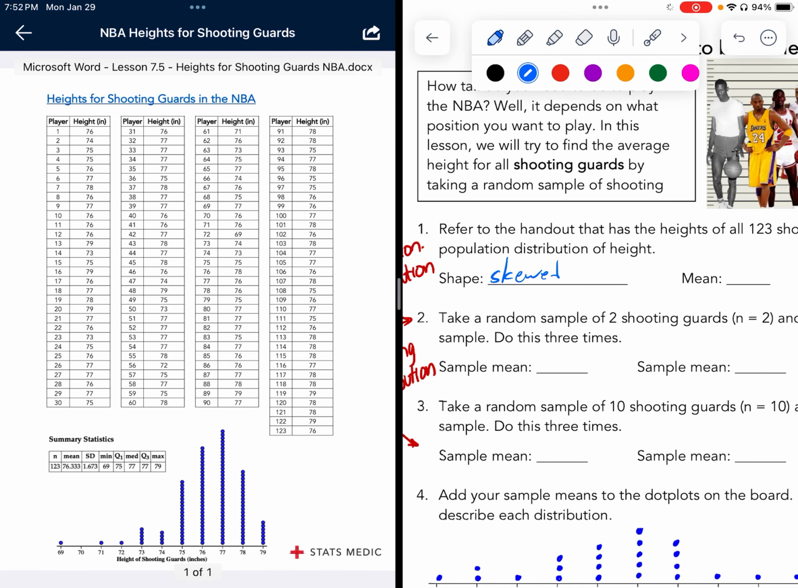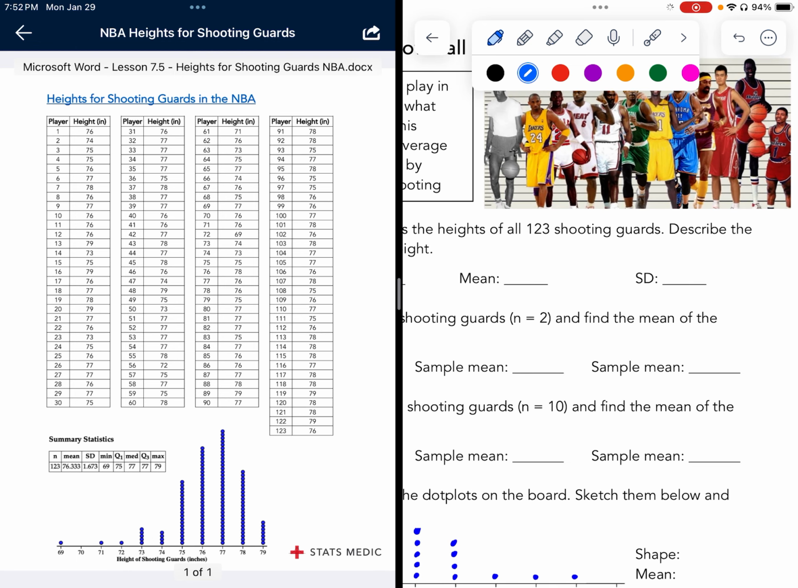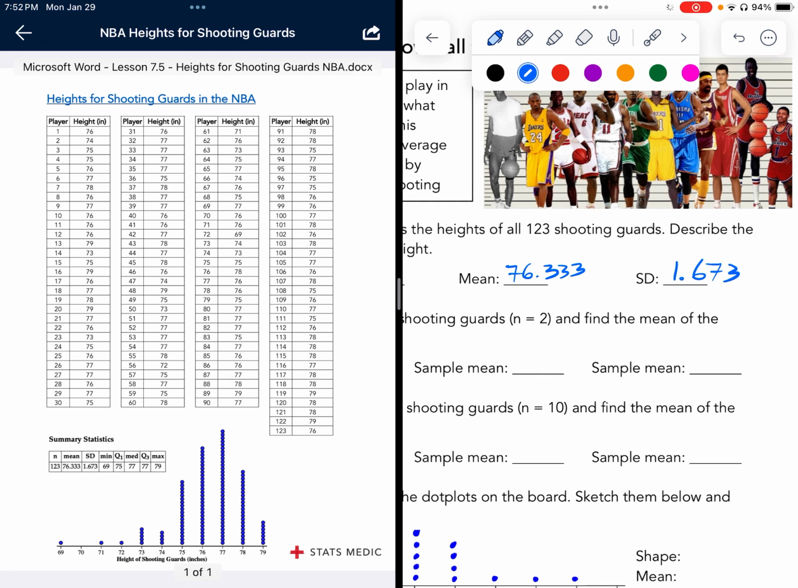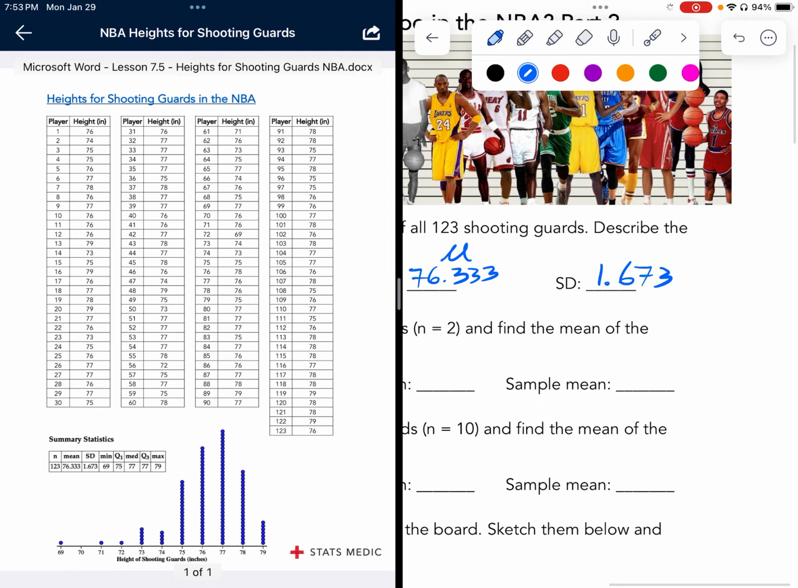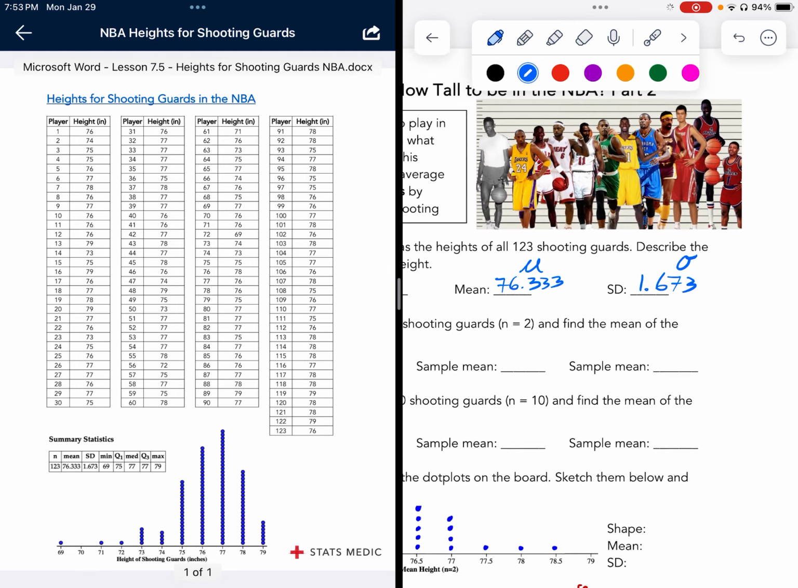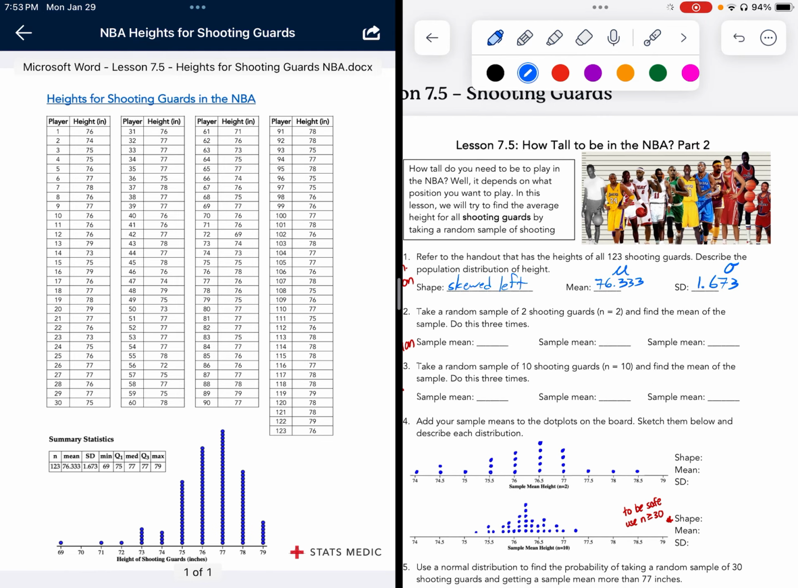And we'll go from there. So this is really our target. So our average is 76.333 from the table, and the standard deviation is 1.673. So if you wanted to label this, this is mu, and this is sigma, because those are the numbers for the entire population of all shooting guards in the NBA, and there are 123 of them.